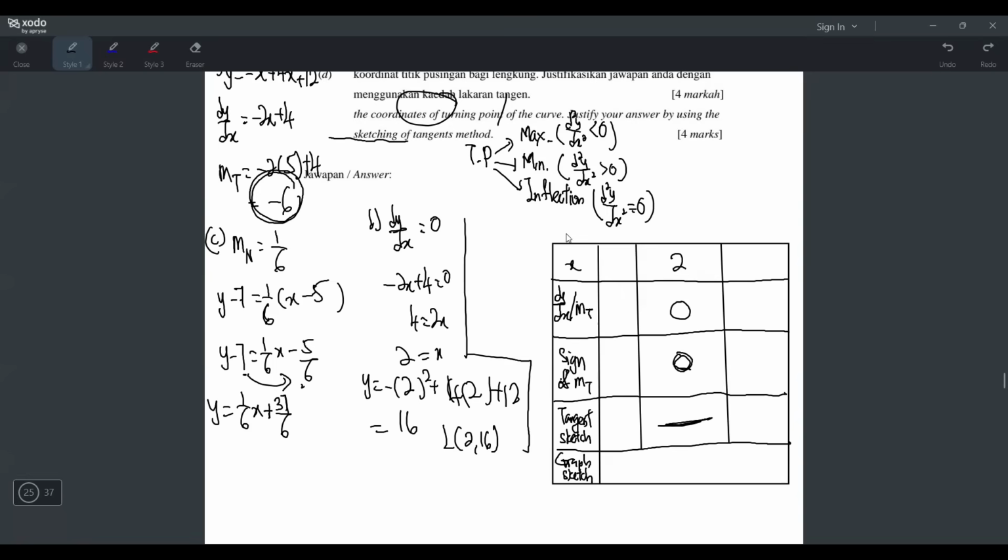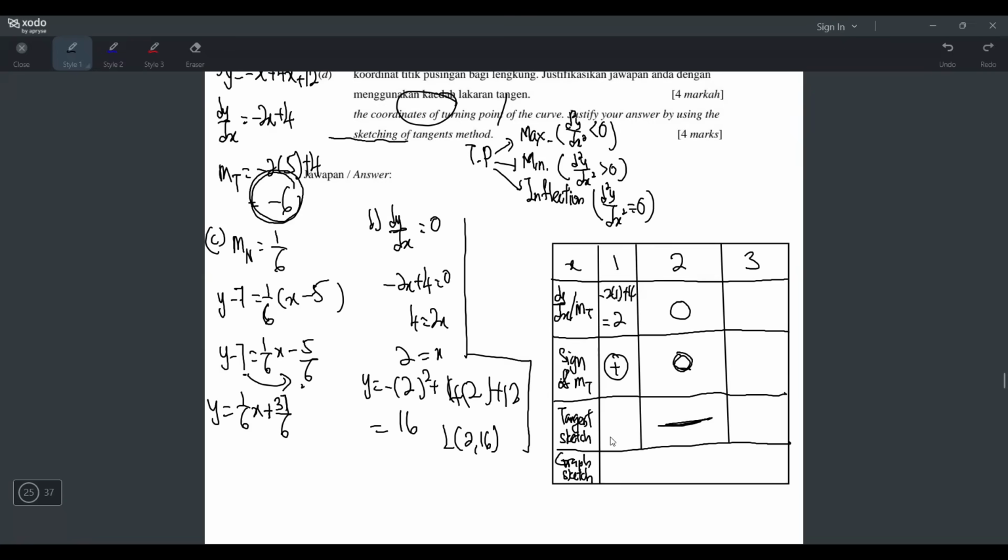Okay, but first I will show you the working. So you will take a value before 2, but you can take any value you want. Before 2 I can take 1, and after 2 I can take 3. Not necessarily these, you can take any value you want. You want to take 1.5 also can. Just take a value that is near to 2, before 2, and then one after 2. Okay, when the x is 1, what would be the dy/dx? It will be negative 2 times 1 plus 4, and you will get 2, right? And 2 is positive.